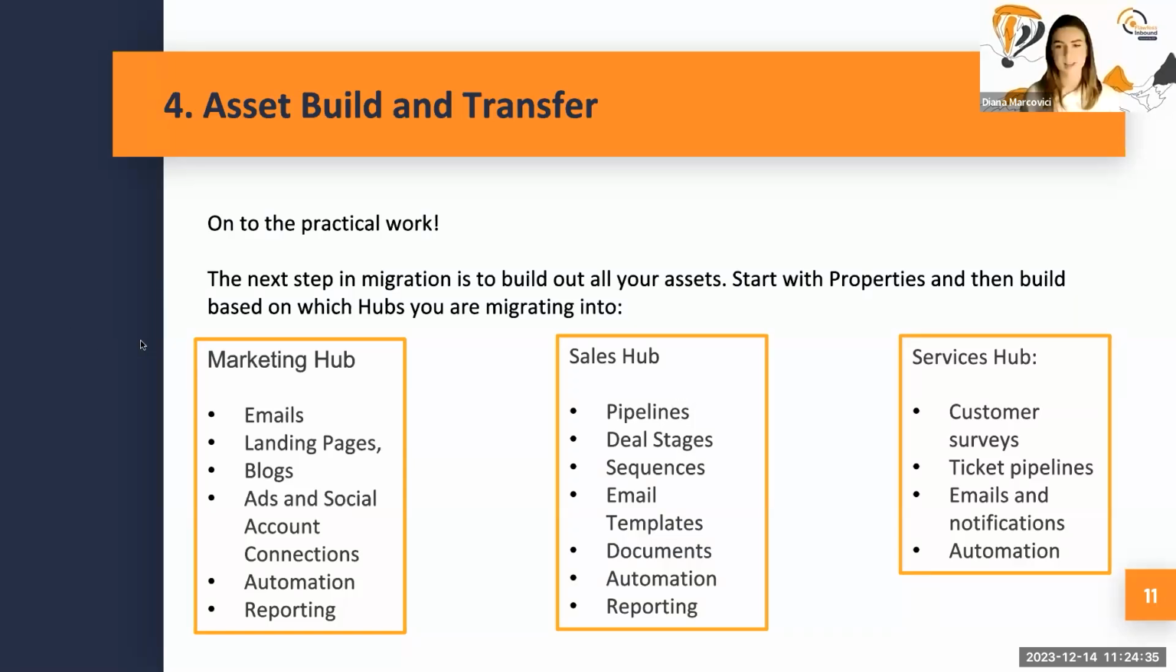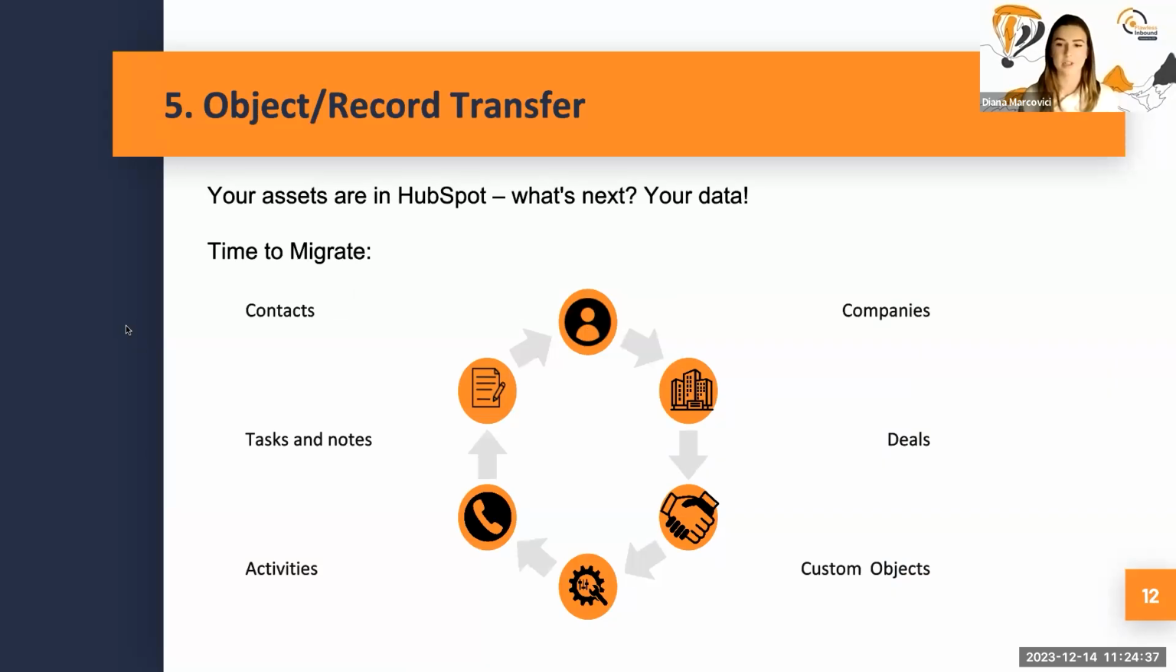We can move on to the next step, which is your object transfer and import. So once all of your assets are built and the portal is almost ready, it's finally time to migrate all of your data. In HubSpot, the data is usually organized in what is called objects. So here on the screen, you can see what your major objects are in HubSpot. This includes contacts, companies, deals, or what's referred to as opportunities in a lot of other systems.